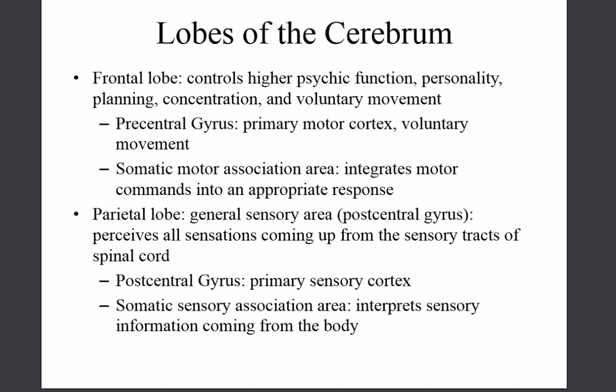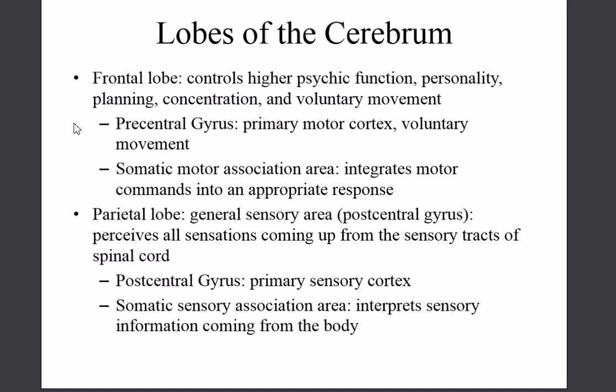Our cerebrum has 5 lobes that I'd like you to know. For lab, I do want you to be able to identify them. For lecture, I do want you to know their function. So let's take a look at the frontal lobe first. Frontal lobe does a lot of important things for us. It controls higher psychic functions. Our personality comes from there. Our planning, right? You're planning on maybe going to nursing school. You're planning on getting married, that type of thing. Concentrating, right? When we concentrate. And then also something very important, all of our voluntary movement originates from the frontal lobe. So everything that you do voluntarily to contract your muscles is going to be originating from the frontal lobe.